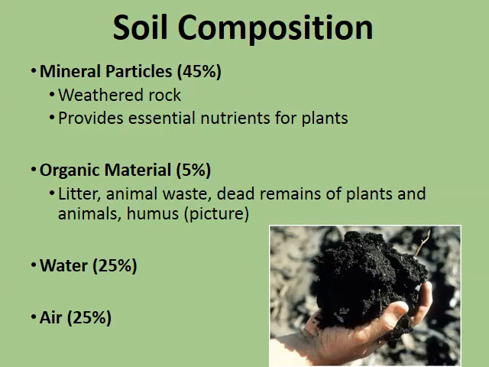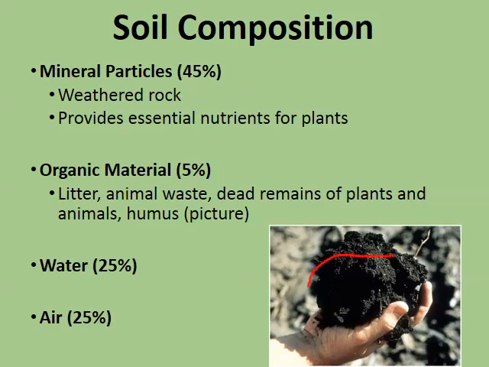And then we have our soil composition. Generally, your soil is going to be about 45% mineral particles, your weathered rocks, and you have nitrogen, phosphorus, potassium, different things that provide plant nutrients. Then organic material, your humus, your animal waste, dead remains of plants and animals.